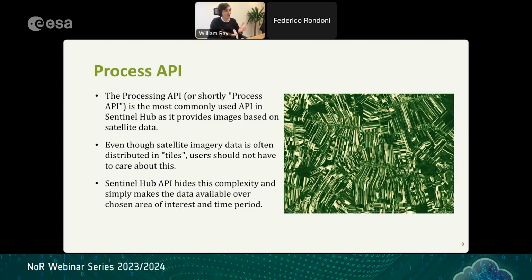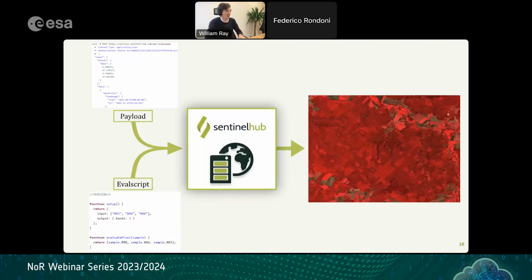This, when you're using Sentinel Hub, is not required. So what this API does is hide a lot of the complexity and simply makes the data available for the chosen area of interest you have and the time periods. So all you need to do is provide a payload and an eval script.